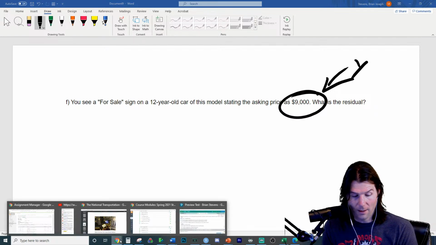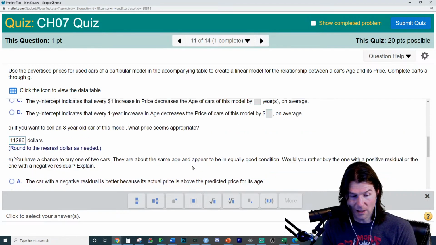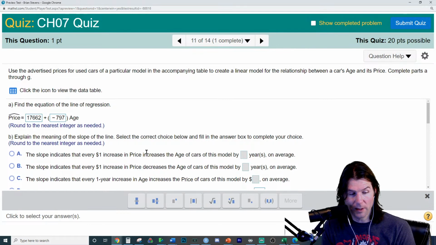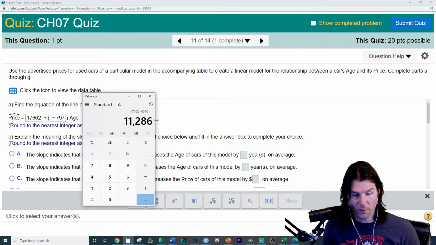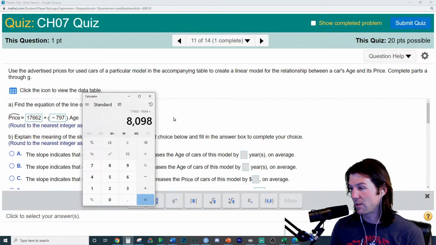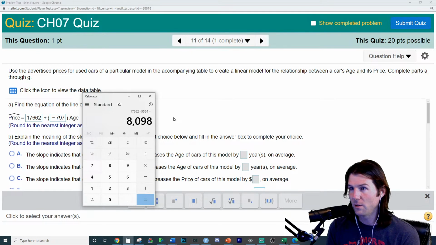You never know. So now we need to get the predicted price. To get the predicted price, what are we going to do? We're going to plug 12 in for age right here. So we're going to go right to this equation and plug 12 in for age. 12 times 797. And we are finding the predicted price right here. This is the predicted price. So it's really close, isn't it?